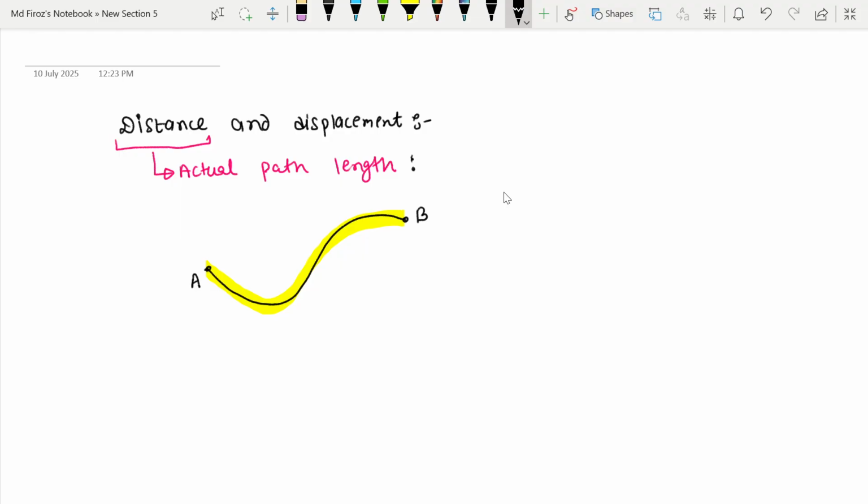So what is this? This is a scalar quantity. Always remember, distance is a scalar quantity. It has only magnitude. It has no direction. And the unit is meter.